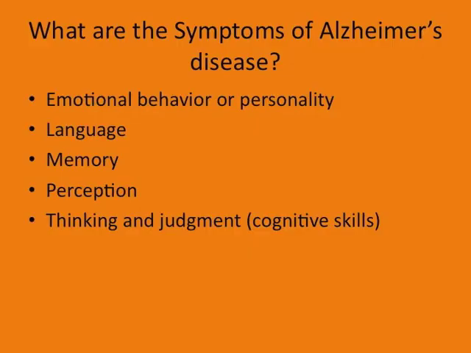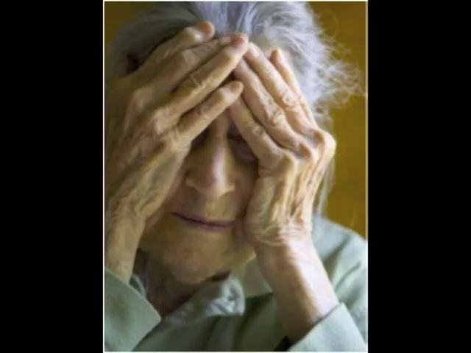What are the symptoms of Alzheimer's disease? These symptoms include changes in emotional behavior, personality, language, memory, perception, and thinking and judgment, the cognitive skills. For emotional behavior or personality, a person with Alzheimer's suffers from rapid mood changes for no particular reason. The personality completely changes. For example, if they are a very athletic person, they become very lazy, where they sit for hours in one place and do absolutely nothing. Also, instead of being independent, they become very dependent on family members or whoever else is taking care of them. They begin to have problems with knowing how to bathe or even dress.